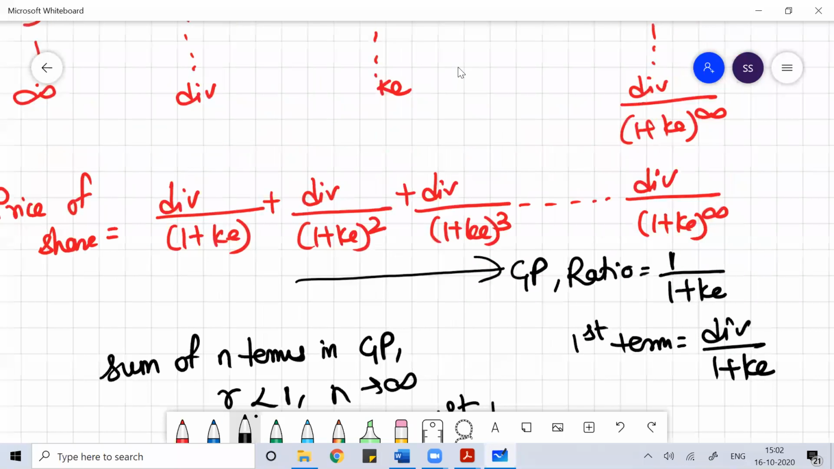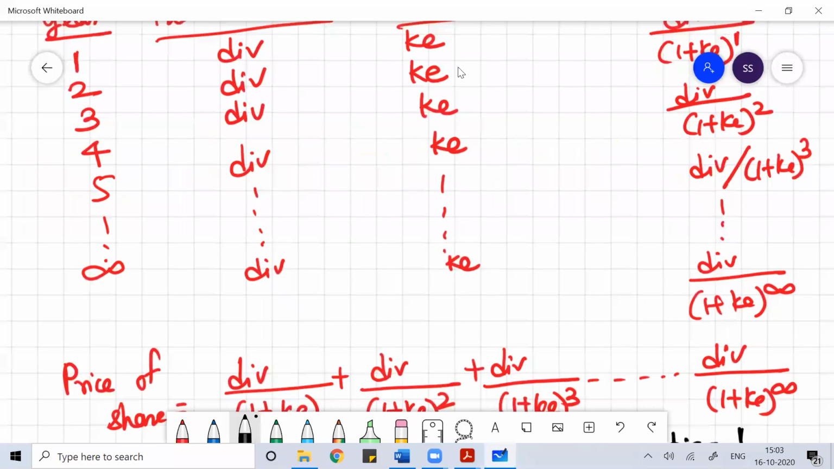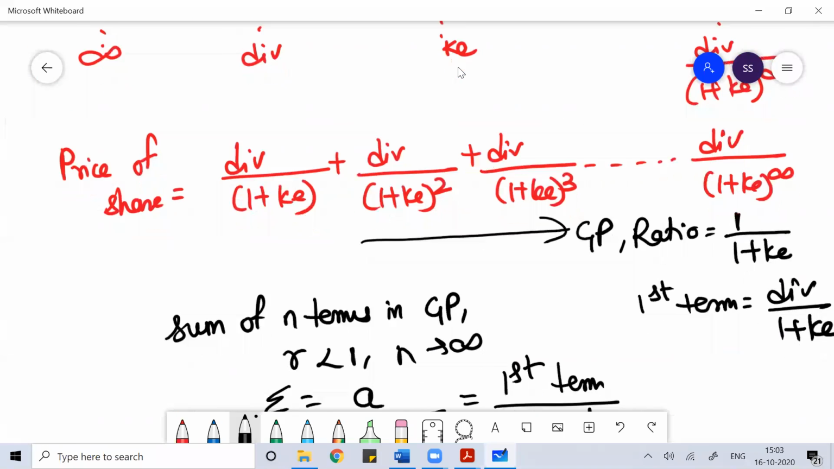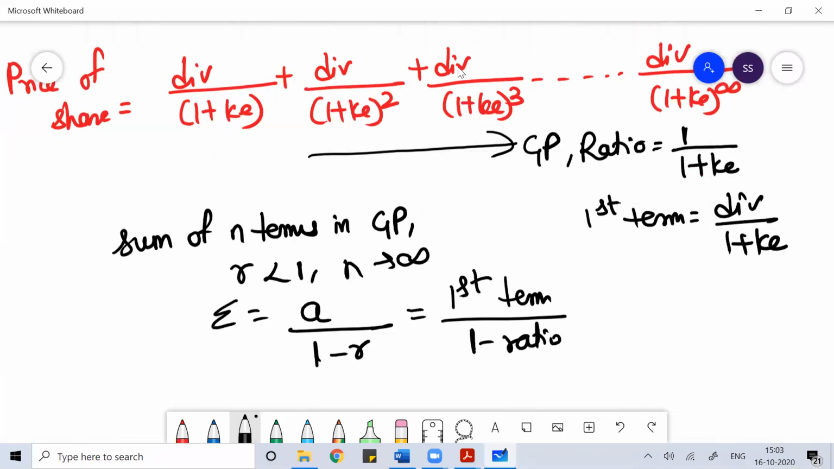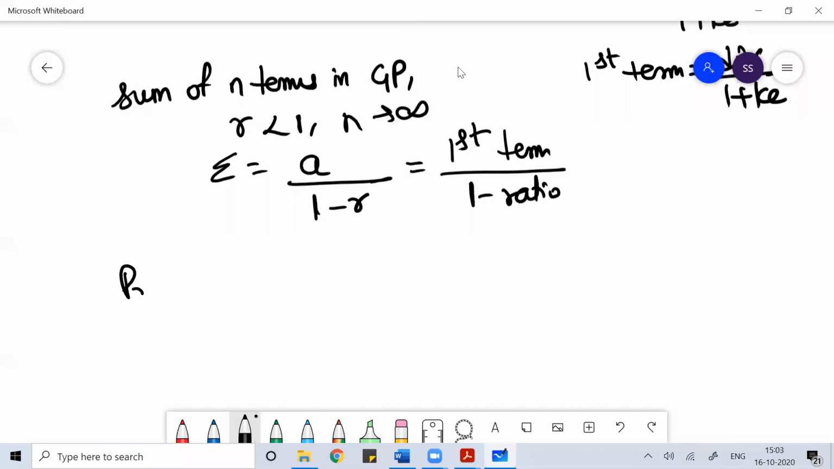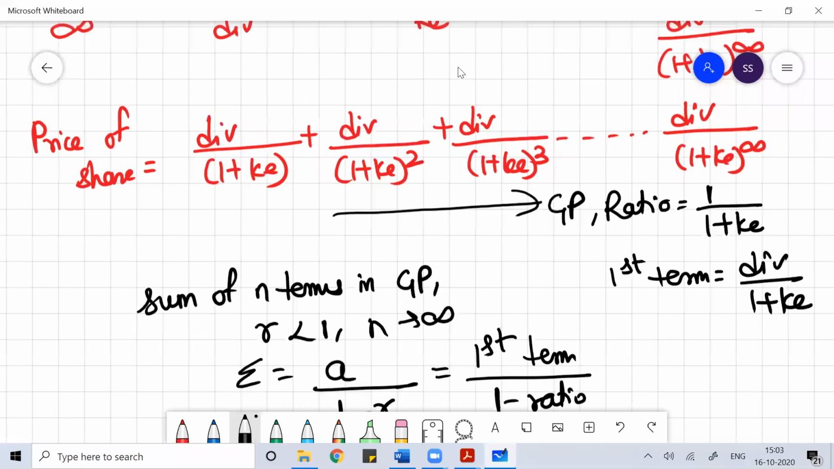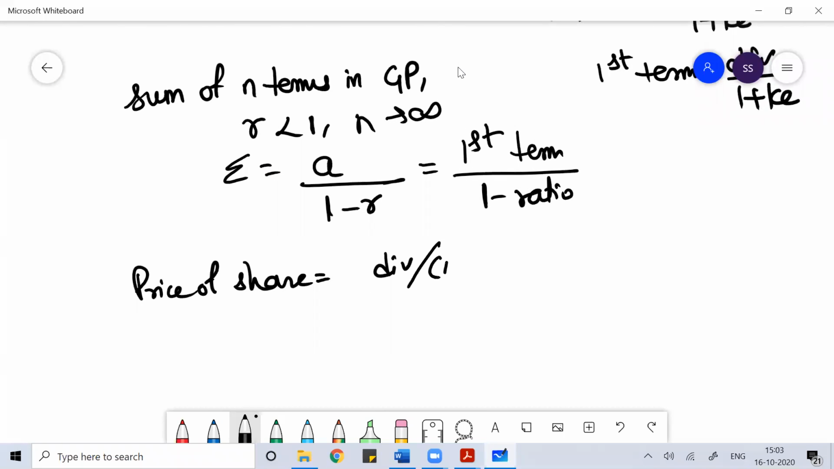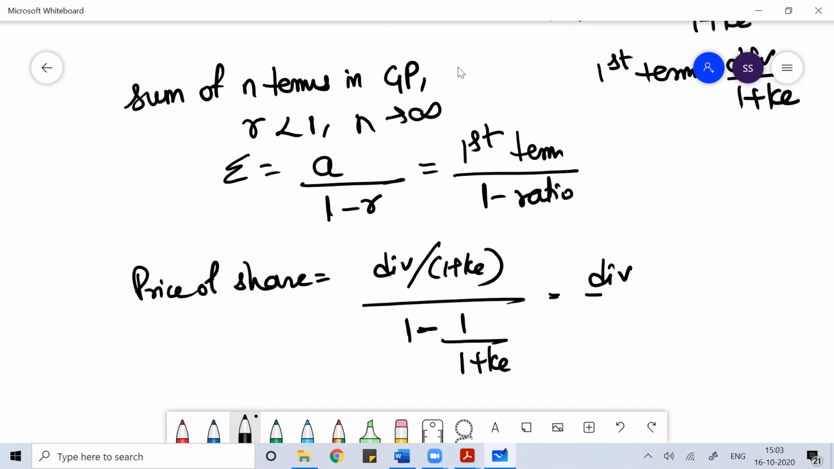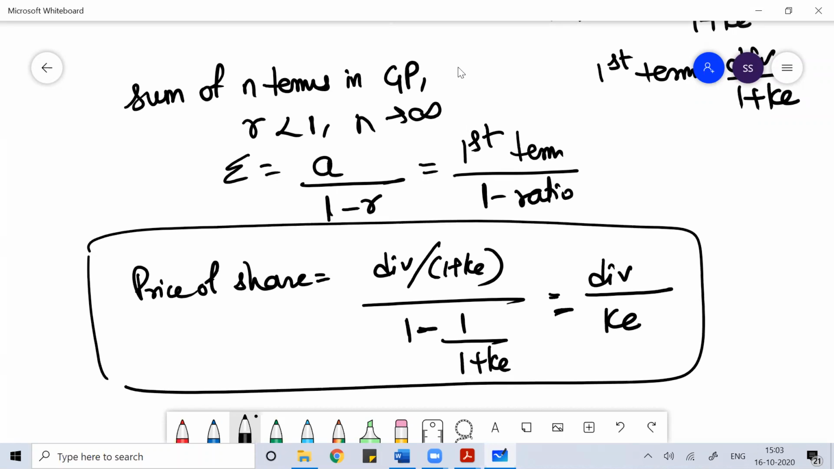So if you apply the GP formula here, ultimately you'll get the price of the share. So what is the price of share? First your A is dividend divided by 1 plus k, that is your A value, divided by 1 minus R. R is 1 divided by 1 plus k. So if you solve this, you will get dividend divided by k. This is the price of share formula. You have to remember this.